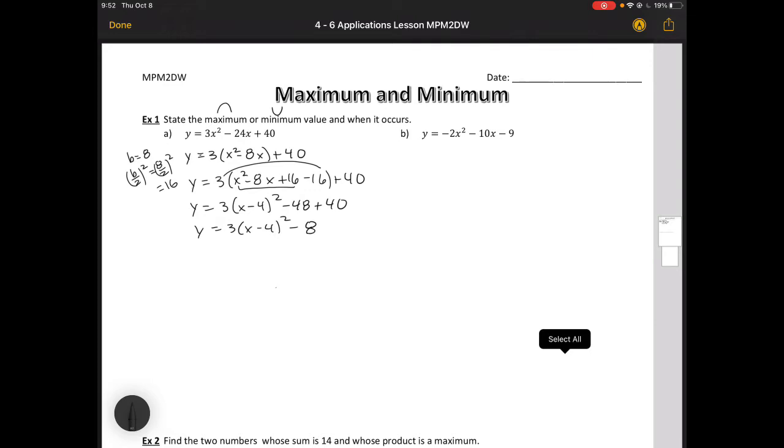So what I need to decide is if it's a maximum or a minimum. In this case, my parabola opens up because my a value is positive. So that means I'm going to have a minimum value. And my minimum value is just equal to my y value of the vertex, or my k value. And my minimum value occurs at x equals 4.